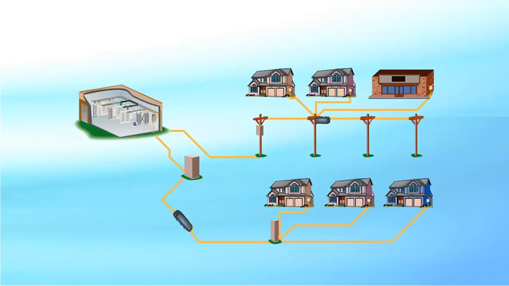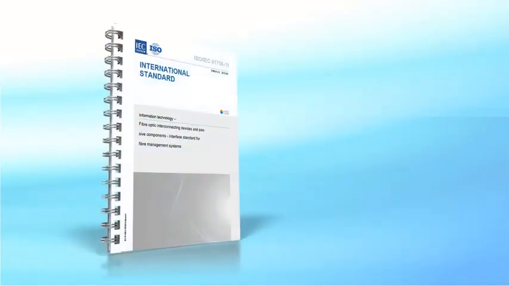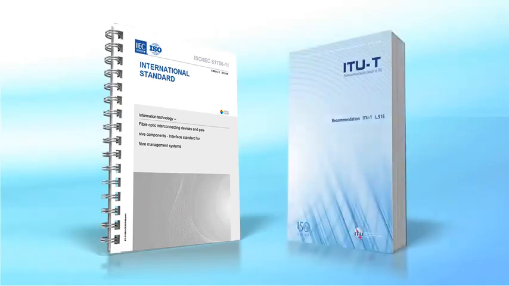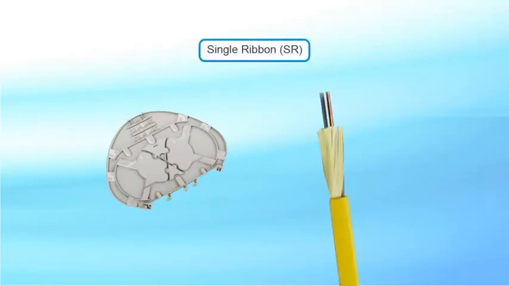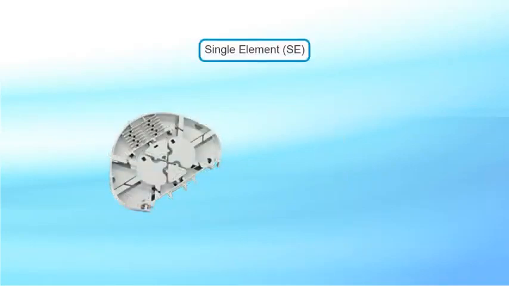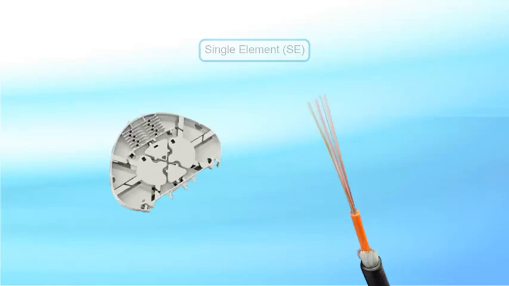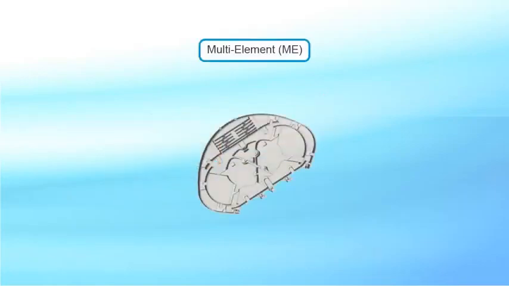Circuit separation is defined and described by the international standards IEC 61756-11 and ITU-T L.516. The following separation levels are defined. Single circuit, SC, specifies only the fibers of one customer per splice tray. Single ribbon, SR, specifies only one ribbon fiber per splice tray. Single element, SE, specifies all fibers from a cable element, for example a loose tube, per splice tray. And multi-element, ME, specifies fibers from multiple cable elements on one splice tray, also called mass storage trays.